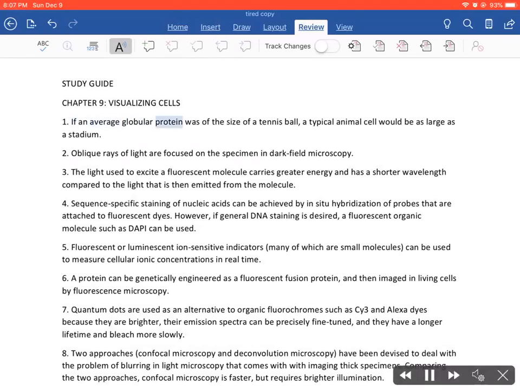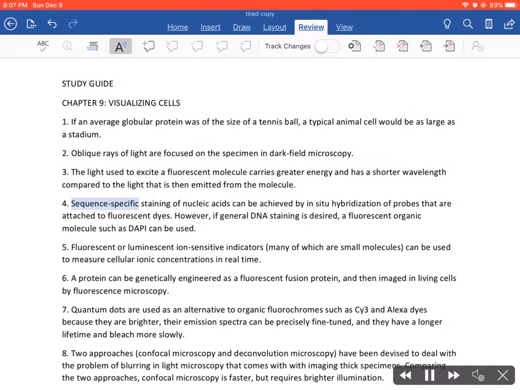1. If an average globular protein was of the size of a tennis ball, a typical animal cell would be as large as a stadium. 2. Oblique rays of light are focused on the specimen in dark field microscopy. 3. The light used to excite a fluorescent molecule carries greater energy and has a shorter wavelength compared to the light that is then emitted from the molecule.